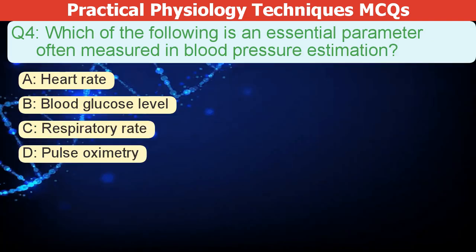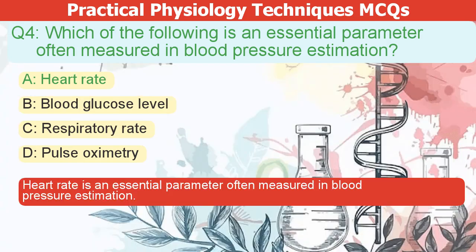Which of the following is an essential parameter often measured in blood pressure estimation? A. Heart rate. B. Blood glucose level. C. Respiratory rate. D. Pulse oximetry. The correct answer is A. Heart rate is an essential parameter often measured in blood pressure estimation.